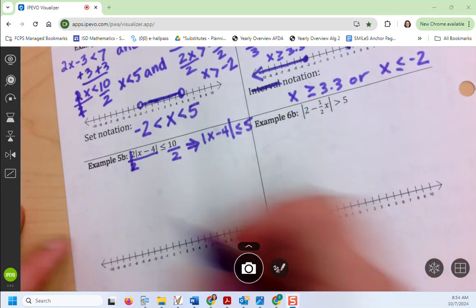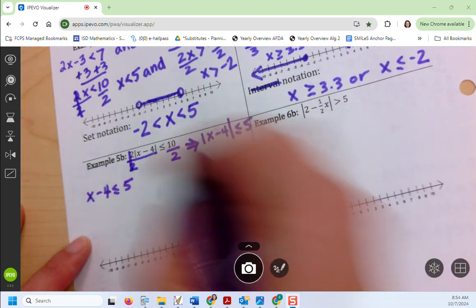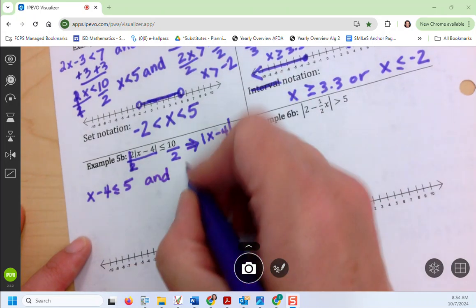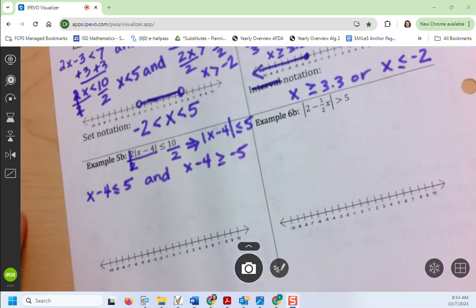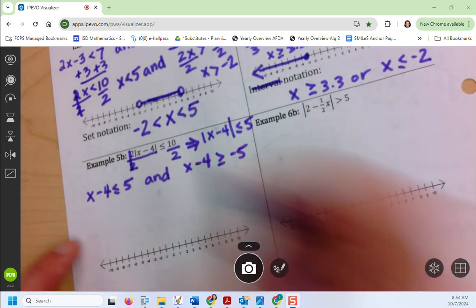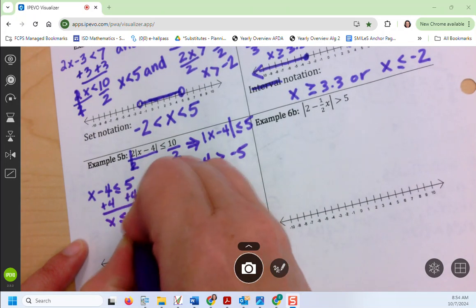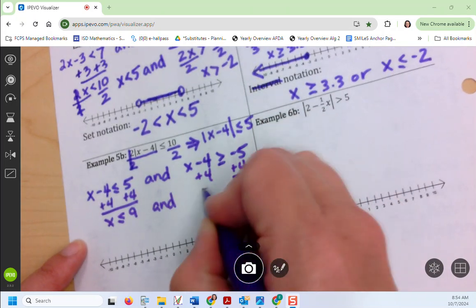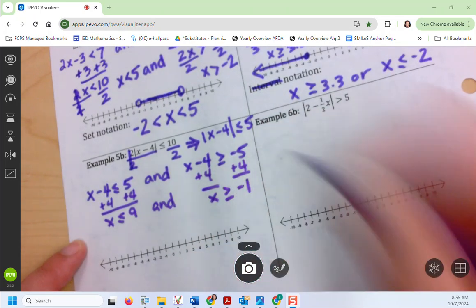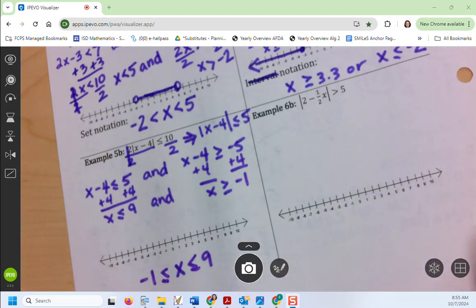So this one is going to be x minus 4 less than or equal to 5, and x minus 4 greater than or equal to -5. I'll add the 4, and I get x less than or equal to 9, and x greater than or equal to -1. Because it's an and statement, I can put them together.